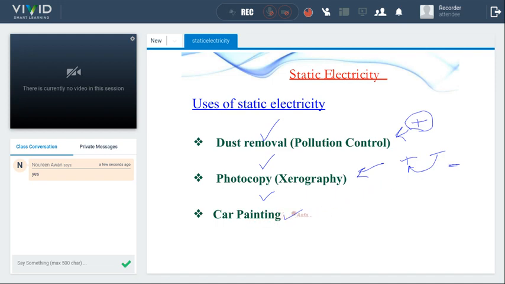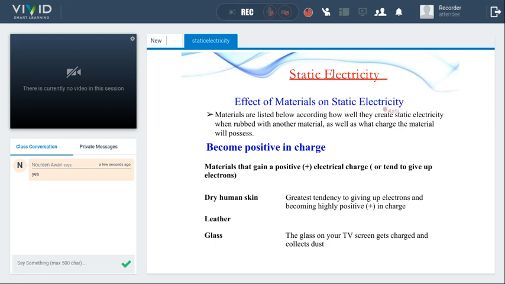And in car painting, again we have the electrostatic phenomena. We charge the body of the car with a positive charge, and the nozzle of the electric paint has a negative charge. That's why whenever paint is sprayed over the body of the car with the positive charge, it gets stuck over it, and it's long-term paint.